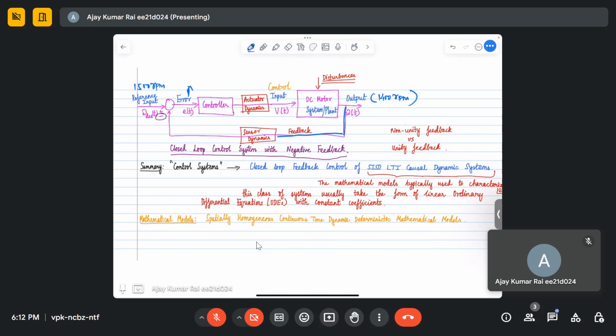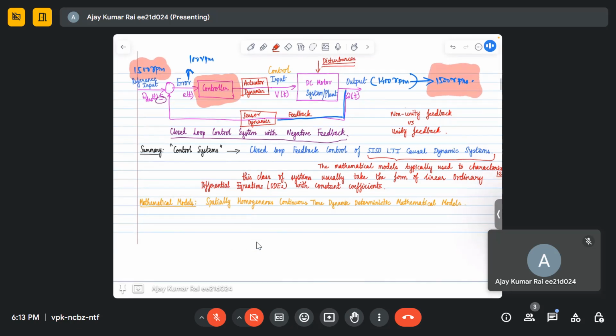The error will be 100 rpm here. Based on this error, the controller will act and the actuator will decide the voltage, such that the output of the DC motor will go from 1400 to 1500 rpm. Since we are using this controller, we are able to achieve the target of 1500 rpm. So reference is this and this is the output. This is how the control has been achieved here, right?